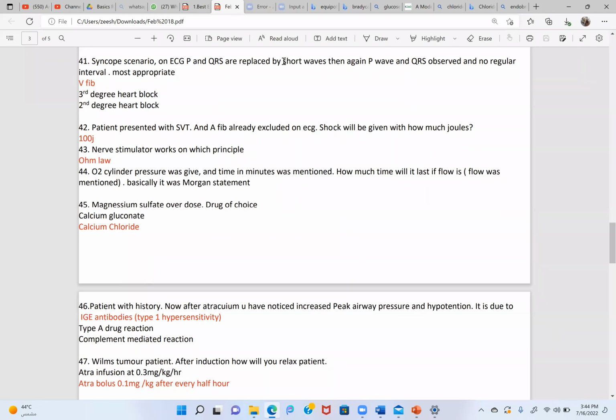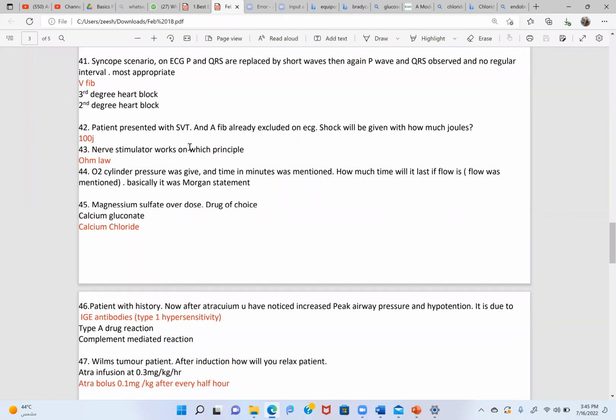Okay, they are just trying to say that again P wave, QRS observed and no regular interval, so it should be atrial fibrillation. If they have written like this, they have not given you the strip, P waves and QRS observed but no regular interval, the answer should be atrial fibrillation, not ventricular fibrillation, because in ventricular fibrillation you cannot identify any rhythm. Okay, so this answer again is wrong.